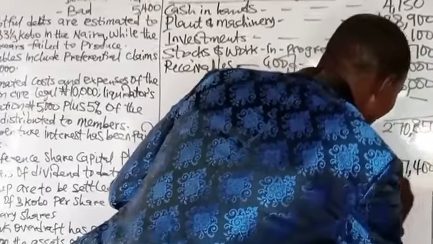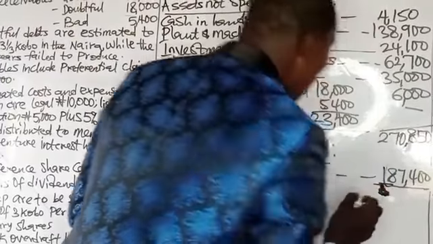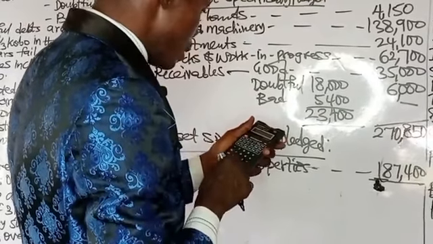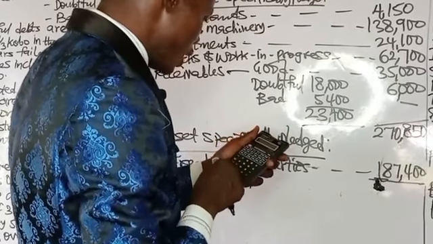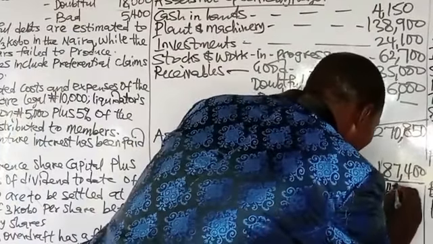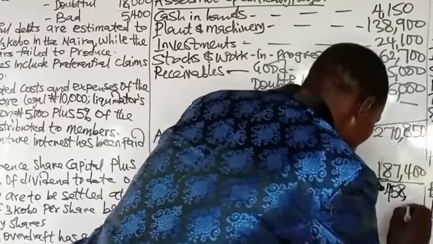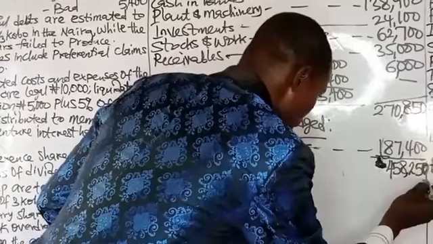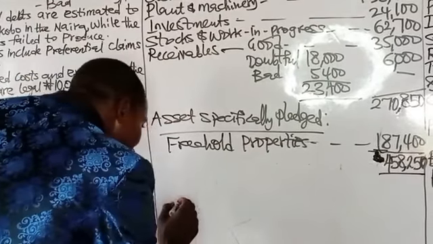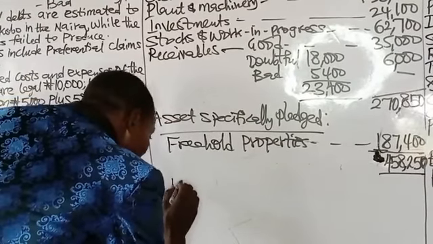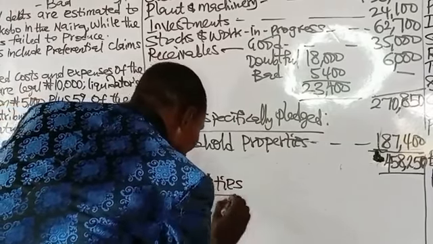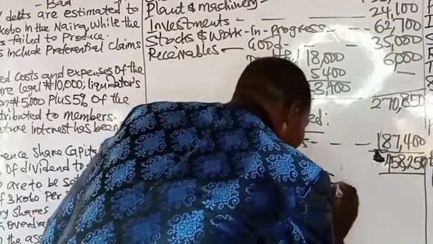187,400. So if you add it now, the realizable value of the entire asset now will be 270,850 plus 187,400. So the realizable value of the entire asset is 458,250. So after the total assets, you have the liabilities, the settlement of the liabilities. So we have expected to rank.